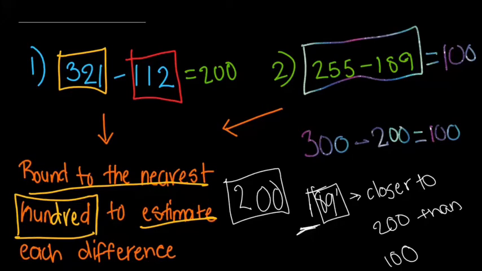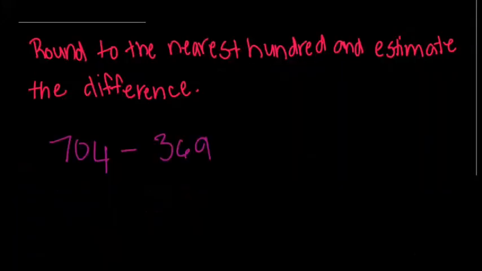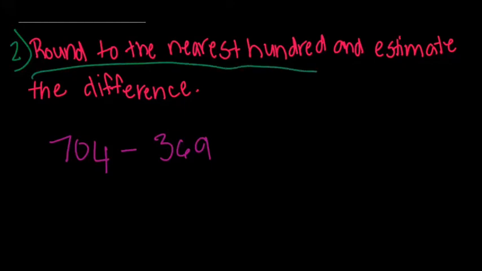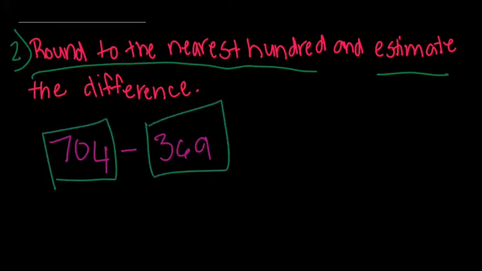All right, let's go to the next question. So the second question, it's actually the same as the previous questions. Round to the nearest 100 and estimate the difference. So here we have 704 minus 369. So first, let's round 704.